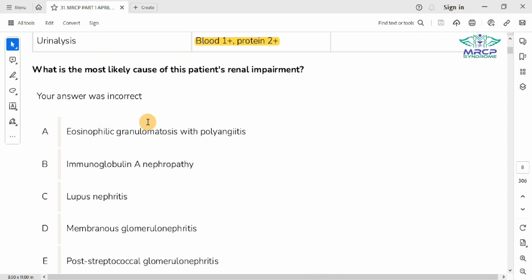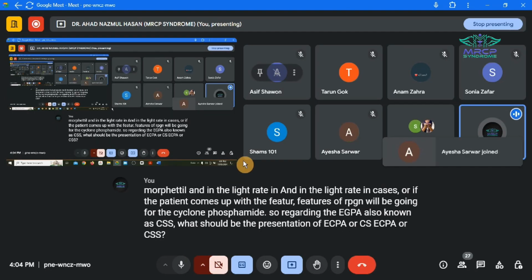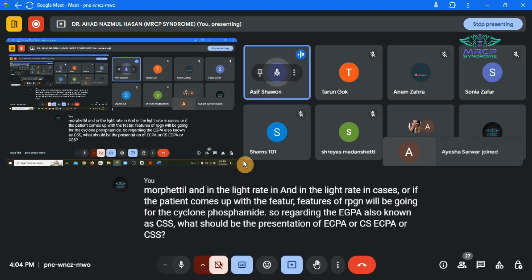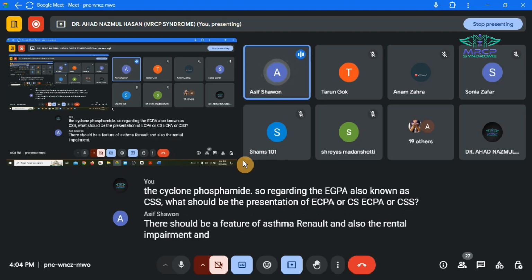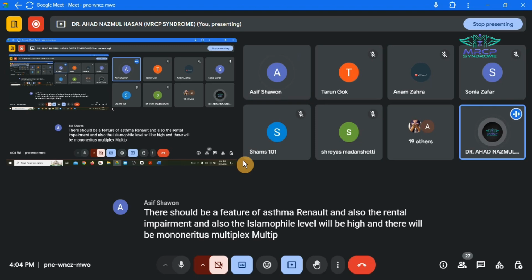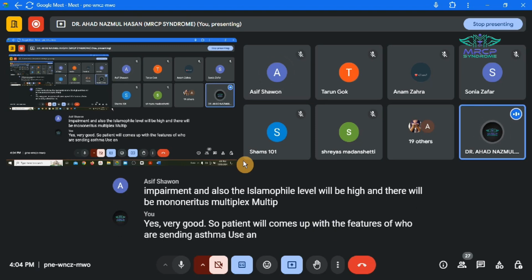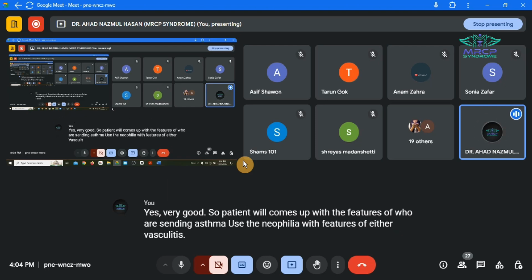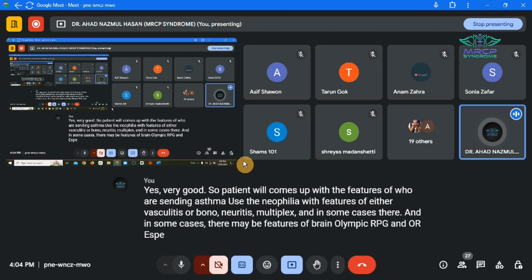So regarding EGPA, also known as CSS, what should be the presentation of EGPA or CSS? There should be a feature of asthma, and also renal impairment, and the eosinophil level will be high, and there will be mononeuritis multiplex. Yes, very good. So the patient will come up with the features of worsening asthma, eosinophilia with features of either vasculitis or mononeuritis multiplex, and in some cases there may be features of renal impairment, especially RPGN or crescentic GN.